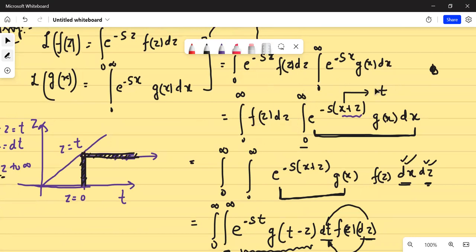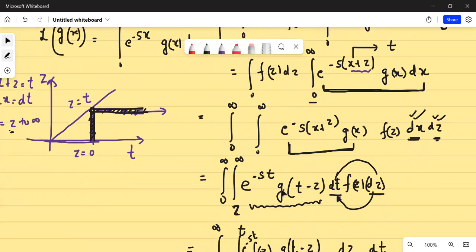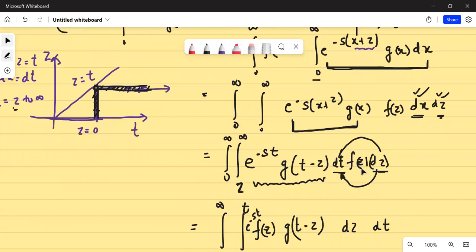And the double integral from 0 to infinity of f(z) dz. When I'm double integrating it, let us first write in a certain fashion. I have taken e to the power minus sz in this particular bracket, because we are integrating with respect to x only here. So when I chose to write x plus z as t, what did I get? I get e to the power minus st g(t minus z) dt, f(z) dz. So first I'm integrating with respect to t and then with respect to z. If I was integrating with respect to t, my limits were going from z to infinity. Now instead of that, I want to integrate with respect to z first.